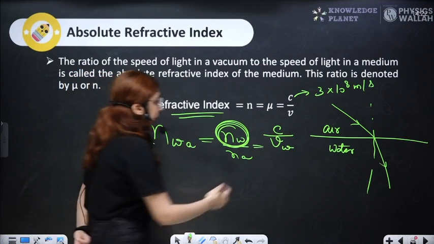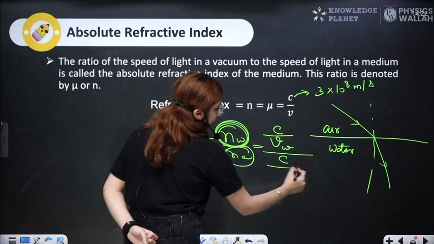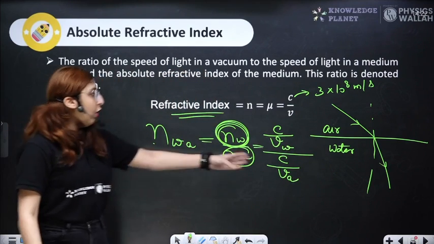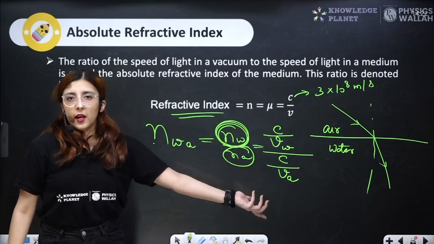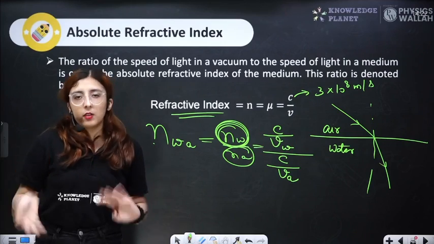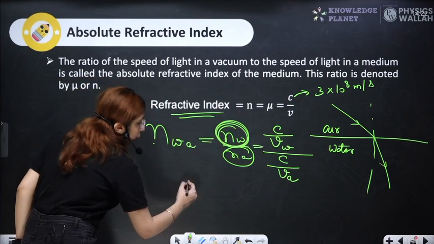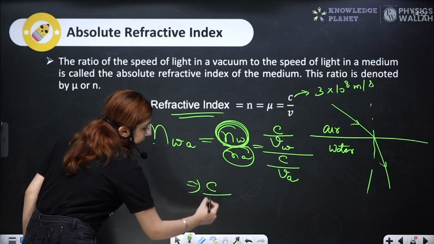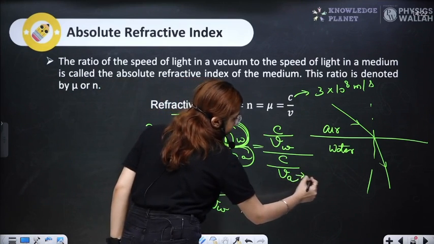Similarly, for air, speed of light by speed of light in air. Although this will remain C only. If you take the vacuum and air scenario, then of course there will be variance, I am just showing you. Now the moment you solve it, what do you get? Simple: speed of light in air by speed of light in water. This is nothing but C only.